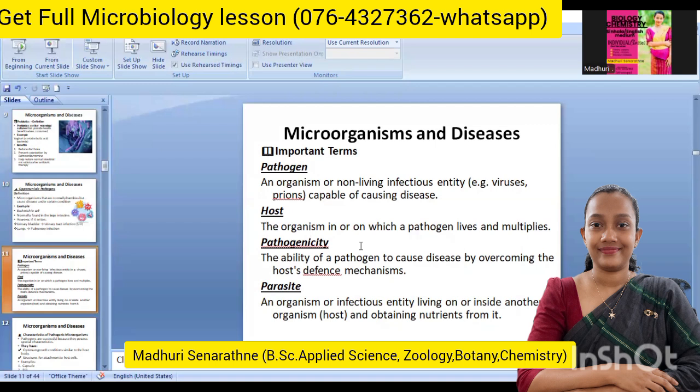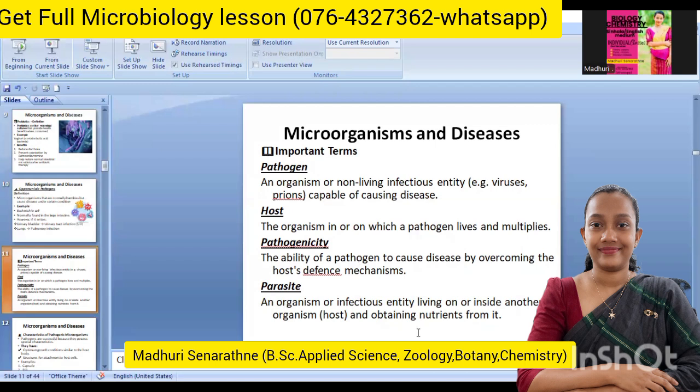Next, host. A host is an organism in or on which a pathogen lives and multiplies. Next, pathogenicity. Pathogenicity is the ability of a pathogen to cause disease in a host by overcoming the host's defense mechanisms.